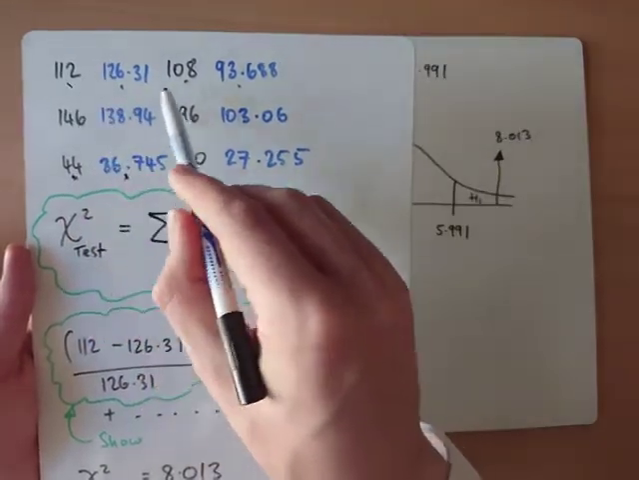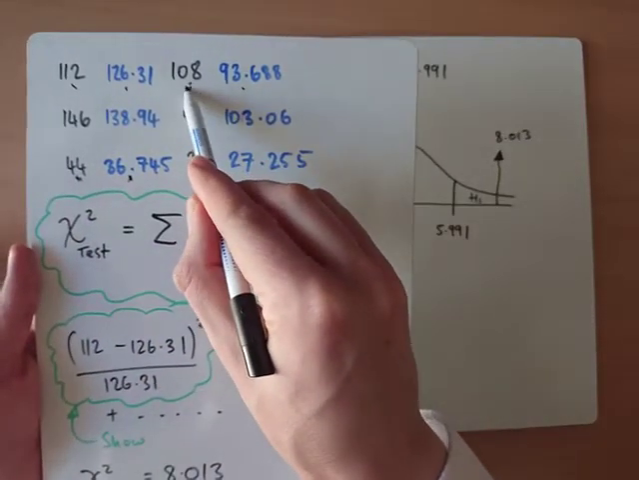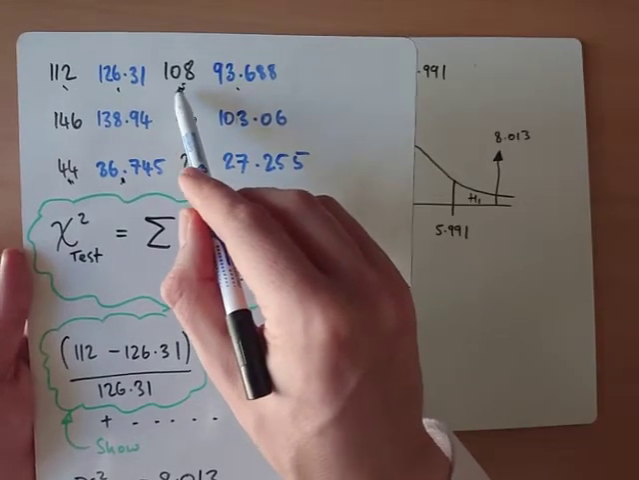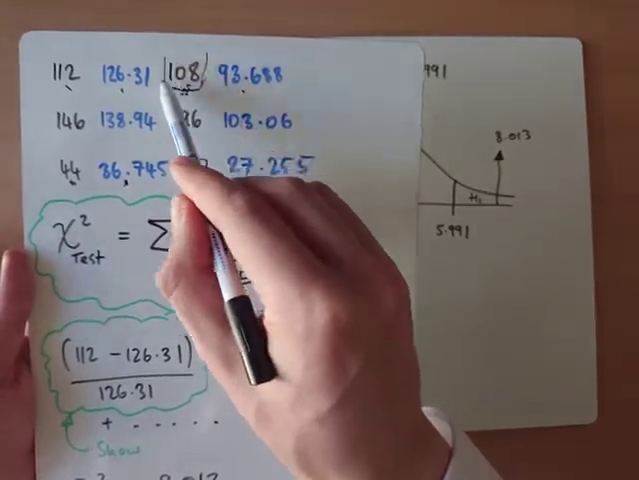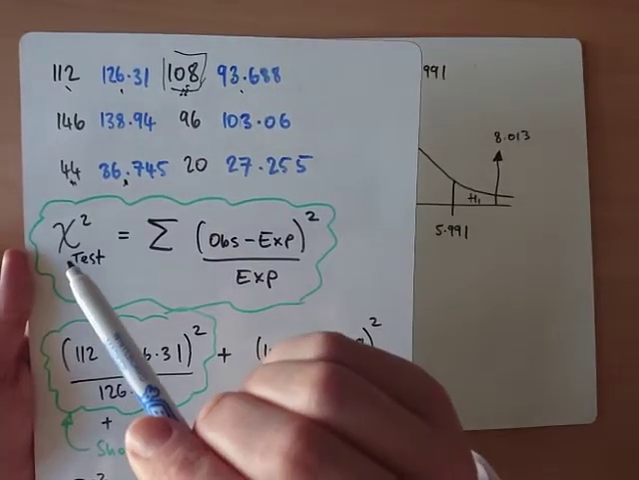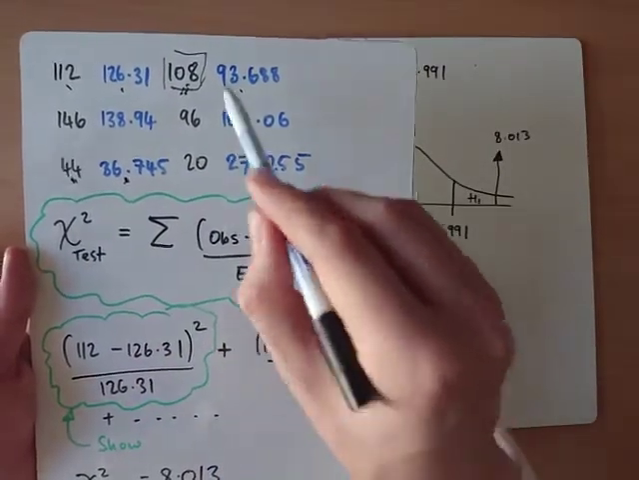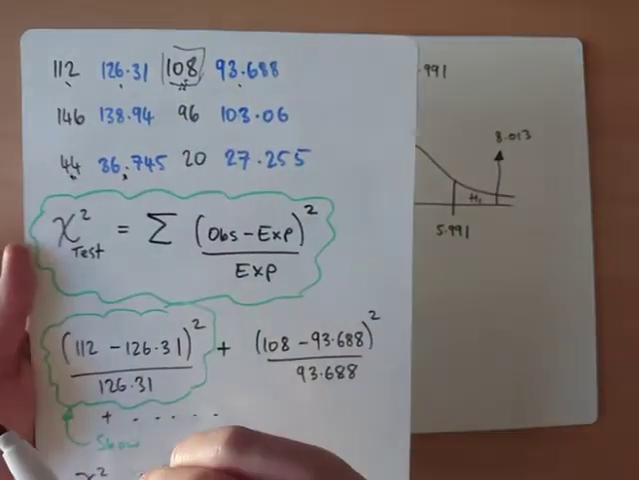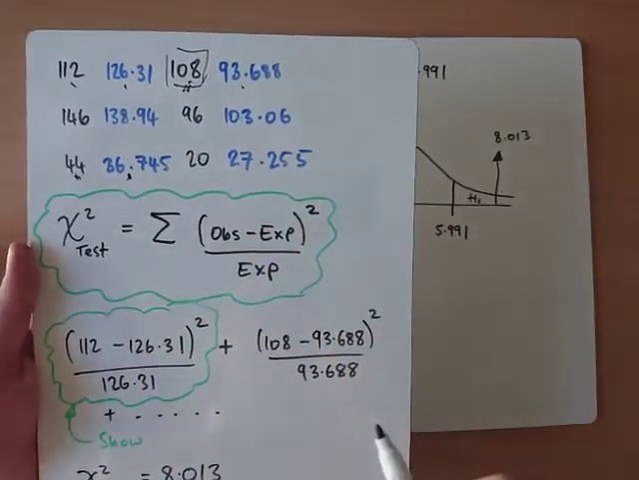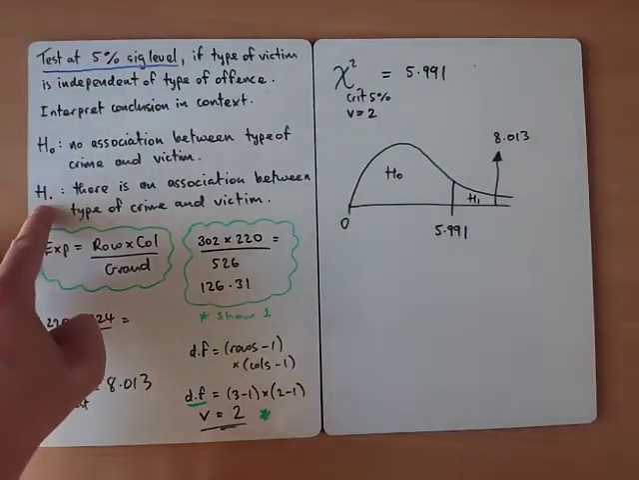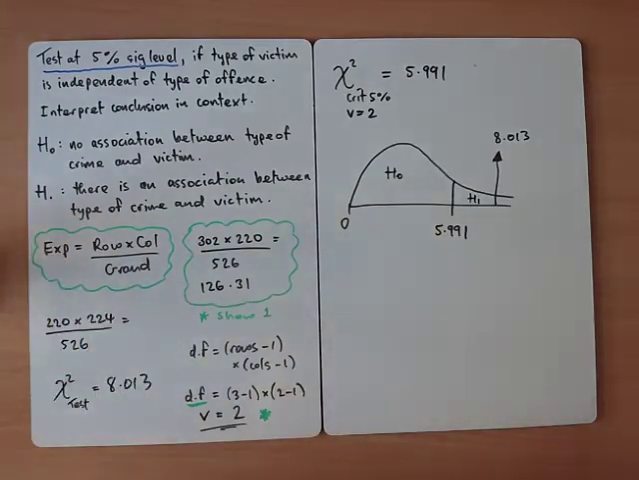If you look at this one, for example, this one is business and robbery, isn't it? So more businesses were robbed than what we would have expected. Okay, you can interpret this in a couple of different ways, but there's clearly a link between what the victim type is and what the crime type is. So there is an association between these two things, which is what we're going to say here. Okay.